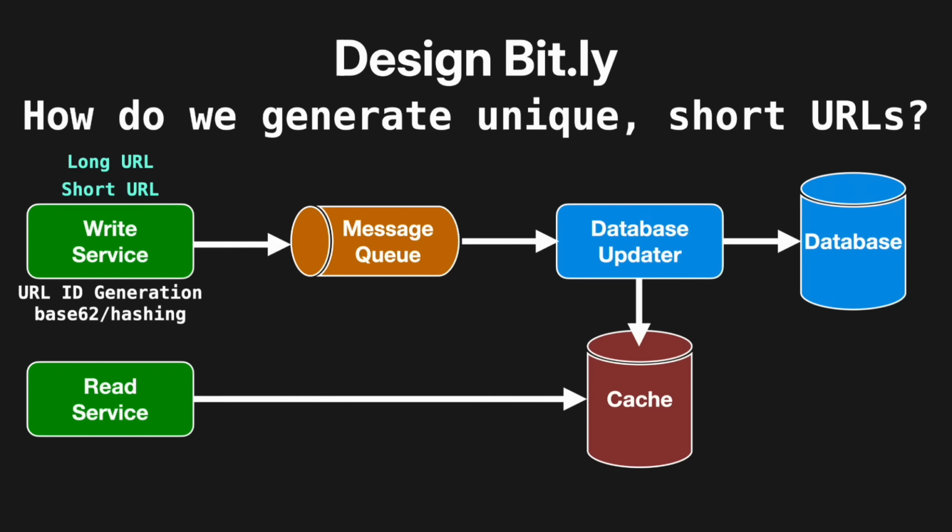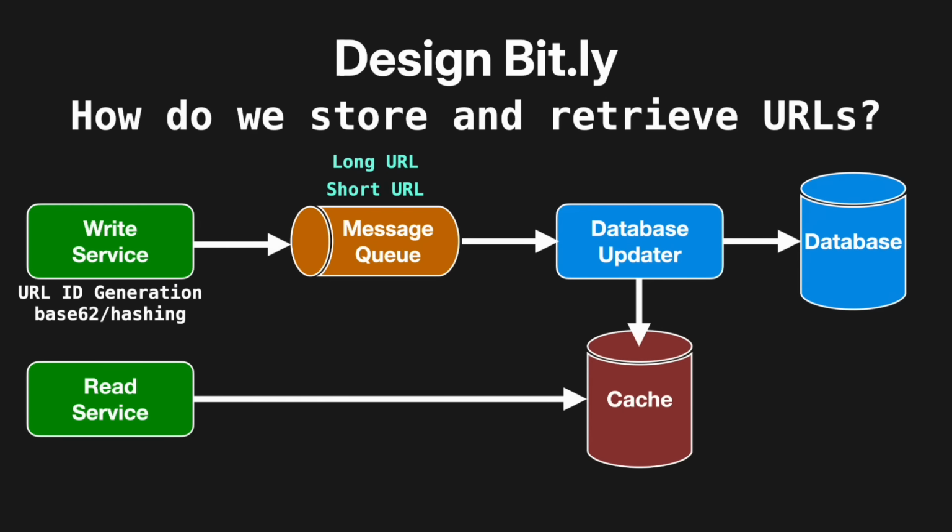This short URL, along with the original longer URL, are then pushed to the message queue for asynchronous processing, which keeps the write service responsive under high loads. Now, how do we store and retrieve URLs efficiently?